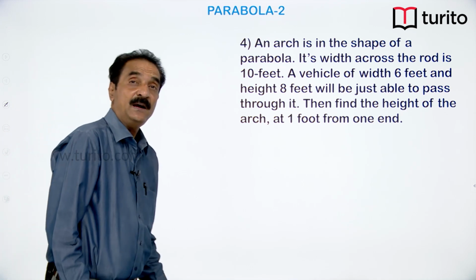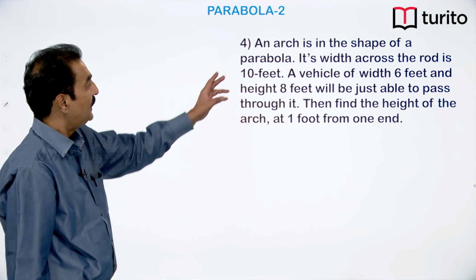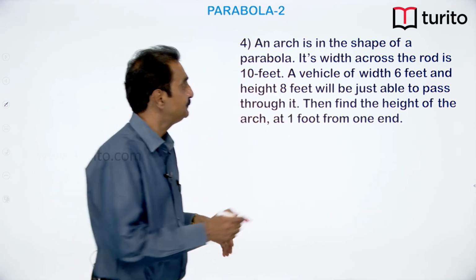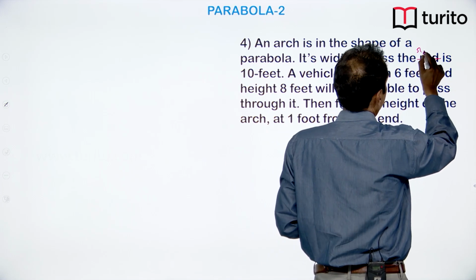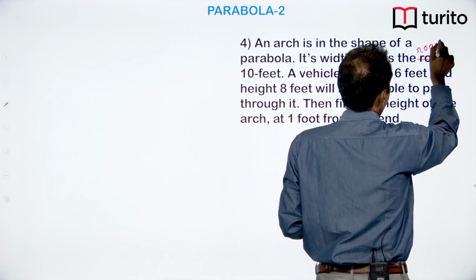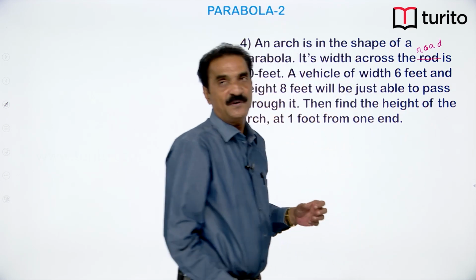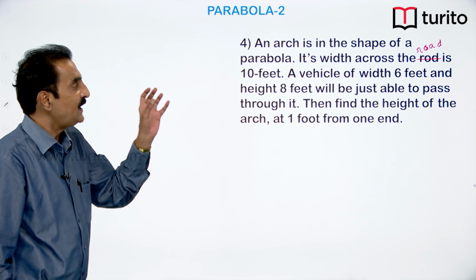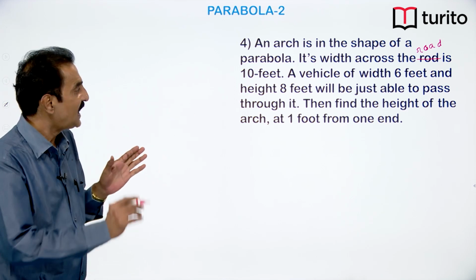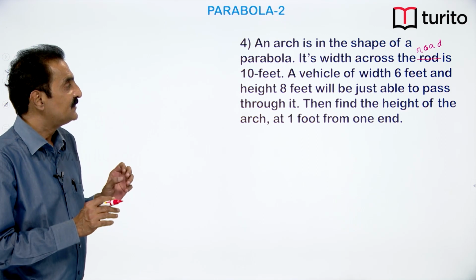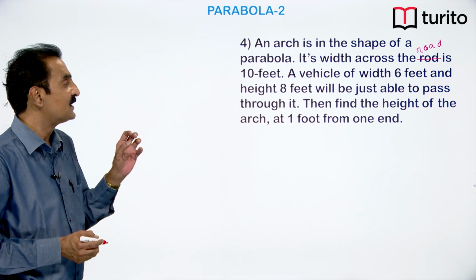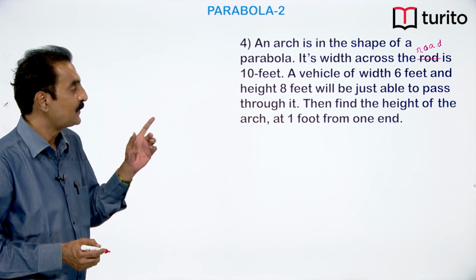Next question, an arch is in the shape of a parabola, its width across the road is 10 feet. A vehicle of width 6 feet and height 8 feet will be just able to pass through it. Then find the height of the arch at 1 foot above from one end.